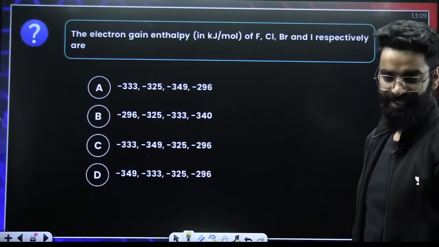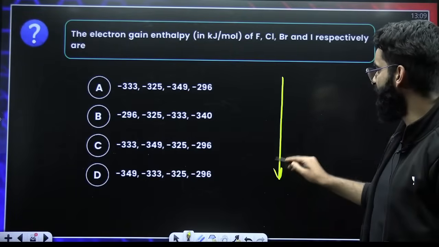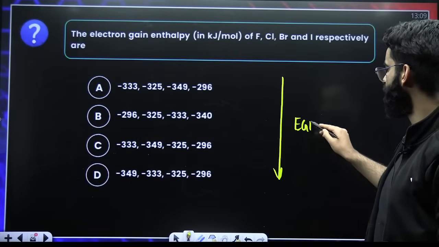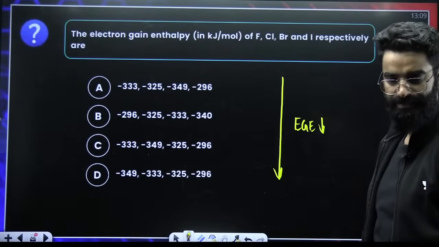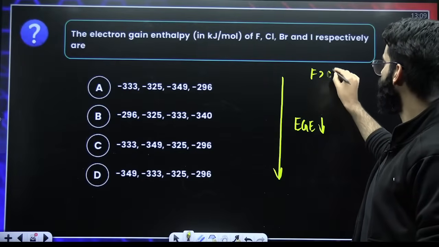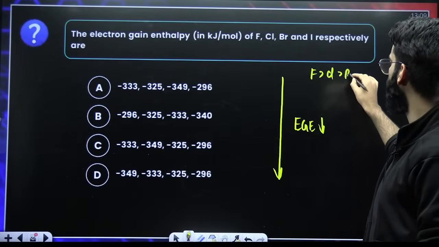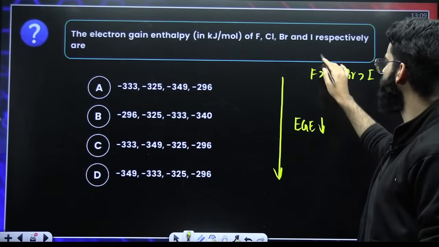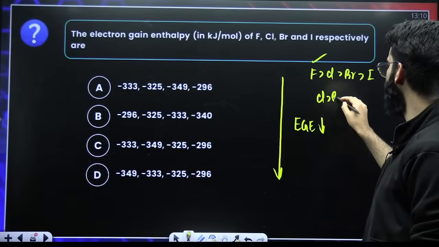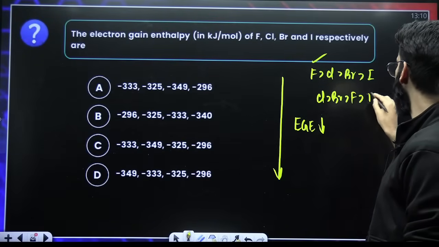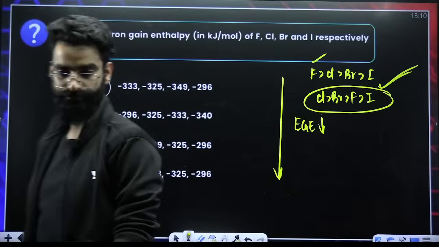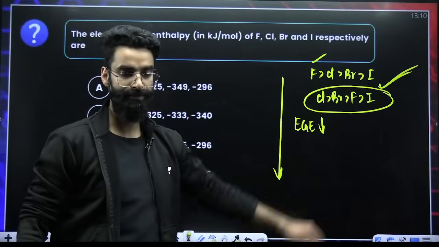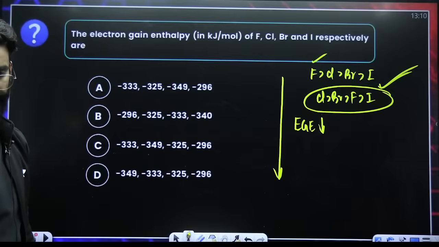All right, electron gain enthalpy. On moving from top to bottom, electron gain enthalpy decreases, right? So fluorine should have the maximum, followed by chlorine, followed by bromine, followed by iodine. But due to the smaller size of fluorine, the order gets reversed. Fluorine comes at the third spot. And this is the actual order of electron gain enthalpy.